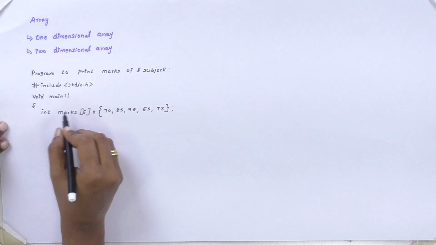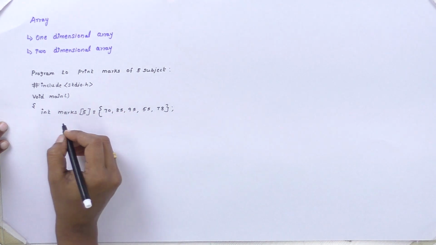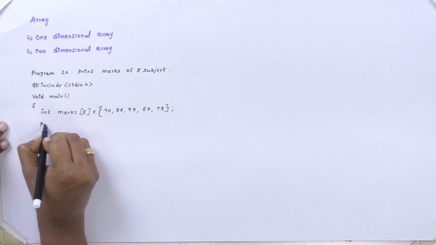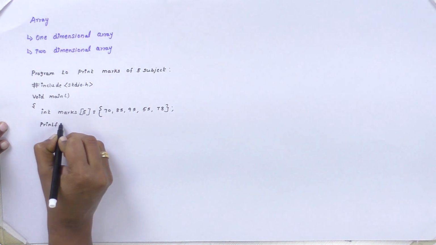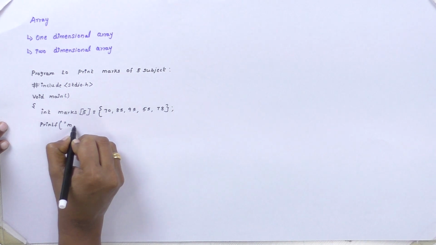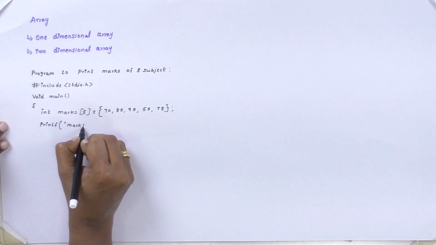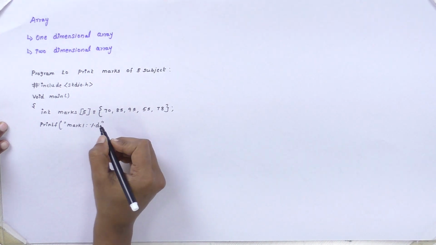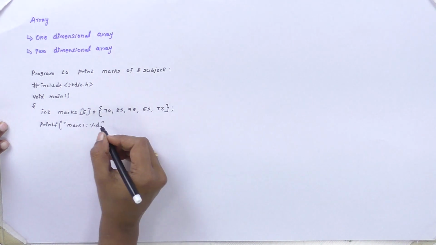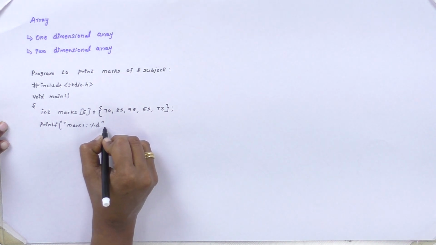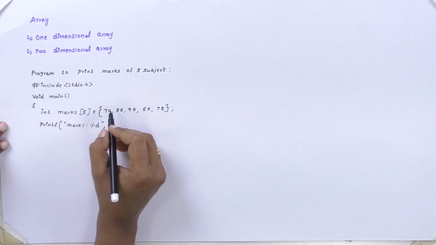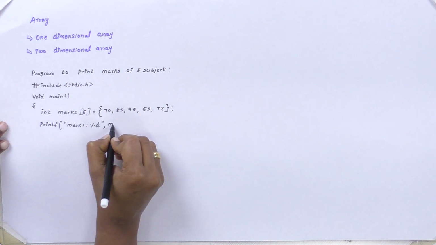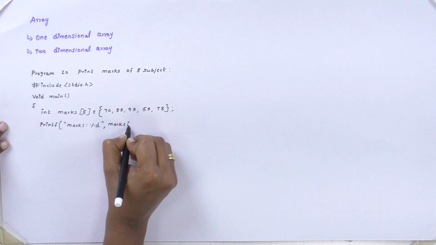Now I am going to print the values by using a printf statement. So printf, mark 1, %d. You can also give a subject name also, comma. So I am going to access a value by using an index. So marks of 0.